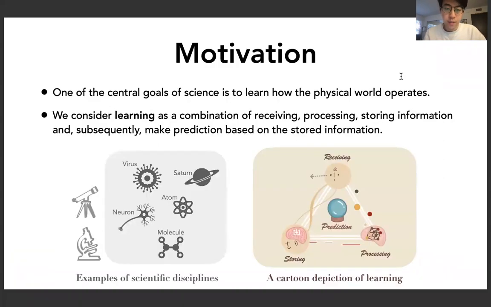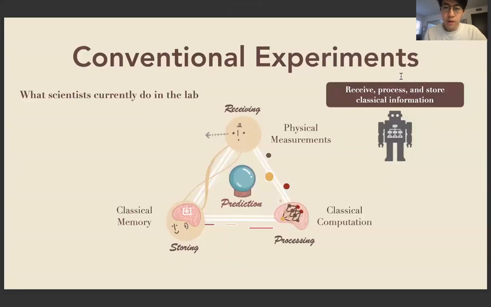One of the central goals of many scientific disciplines is to learn how the physical world operates. Here we consider learning as a combination of receiving, processing, and storing information, such that subsequently one could use the stored information to make predictions about the physical world. In conventional experiments that scientists currently do in the lab, one receives, processes, and stores classical information. The classical information is received by performing physical measurements on the physical systems, which is then processed using a classical computer and stored in classical memory.